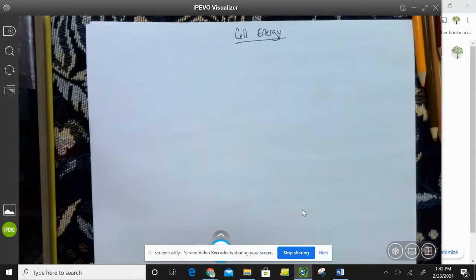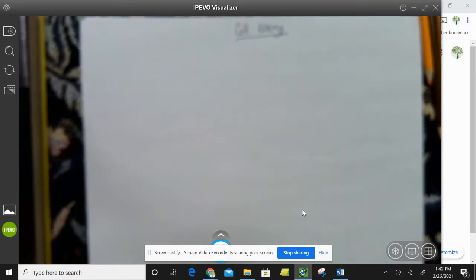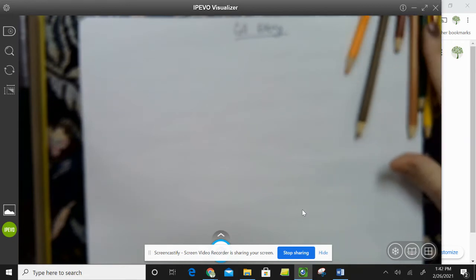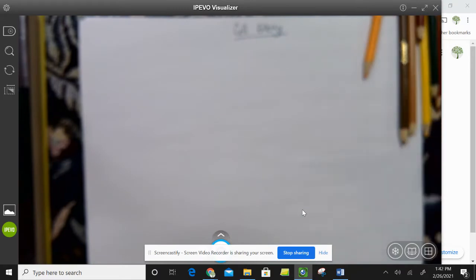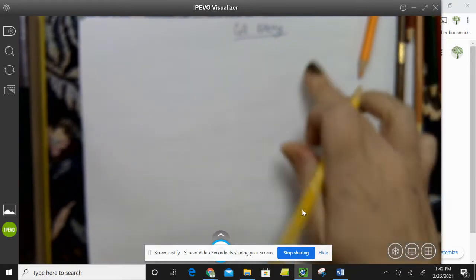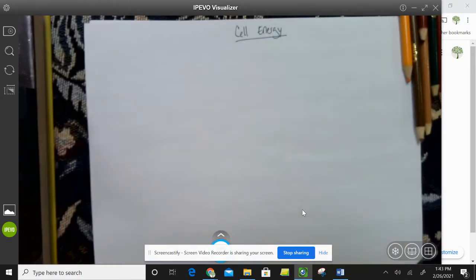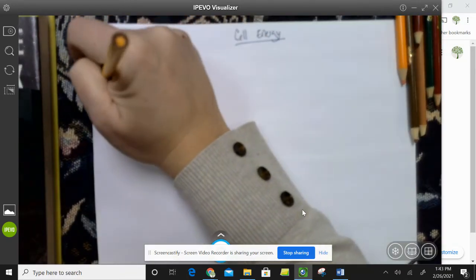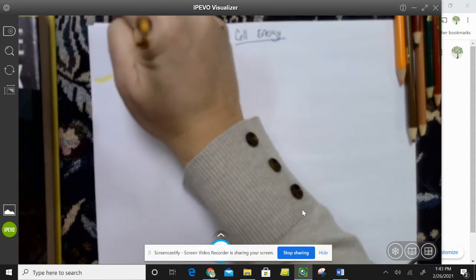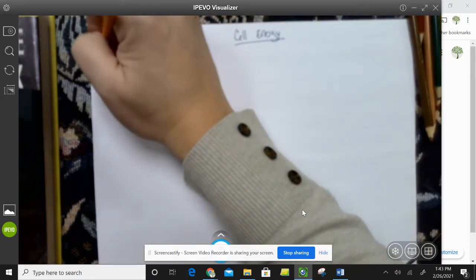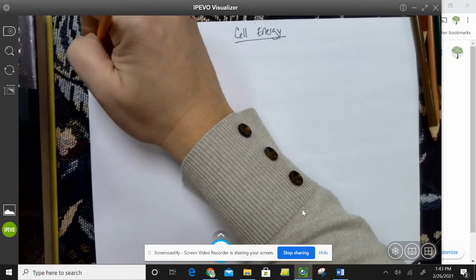All right, guys. Today we're going to be talking about cell energy and we're going to do a little draw along. So, first thing we need is the source of all energy for our planet, and that's going to be the sun. Okay, so we start off with the sun, and that provides all of the energy for our planet for the most part.